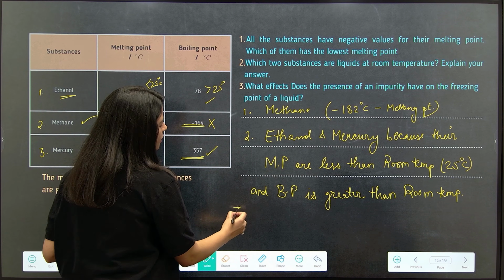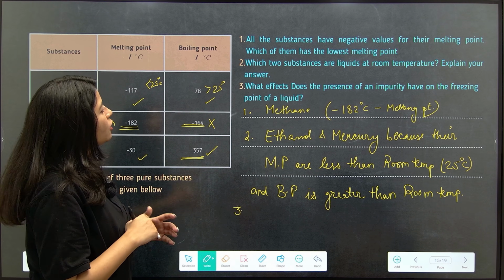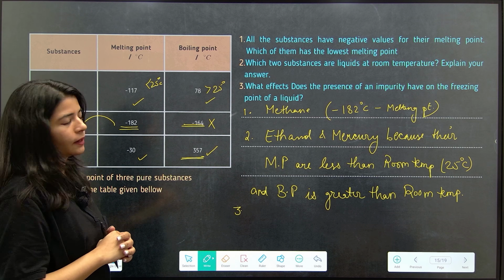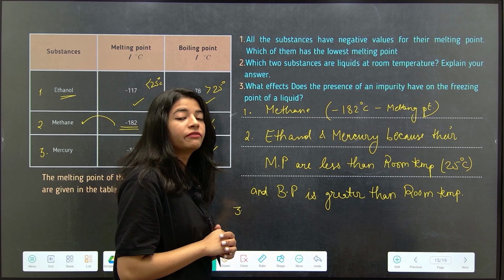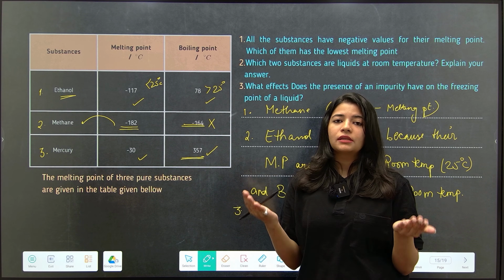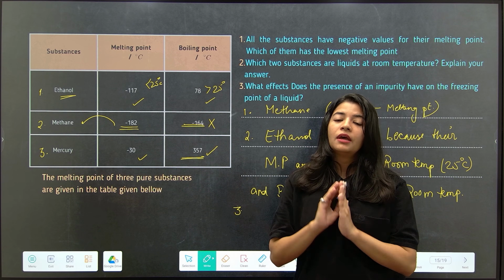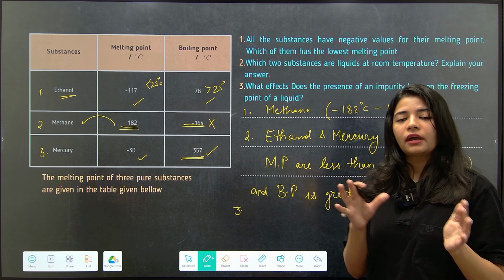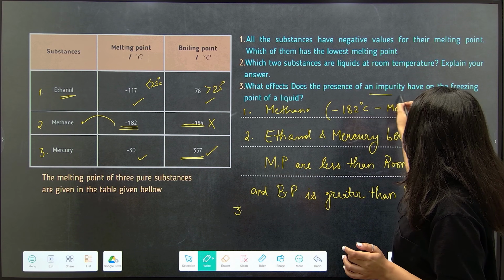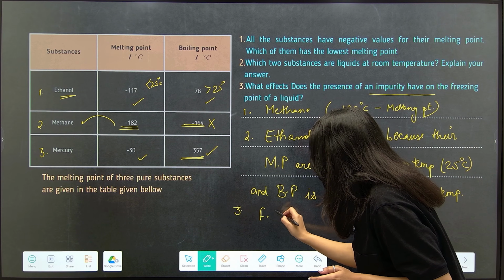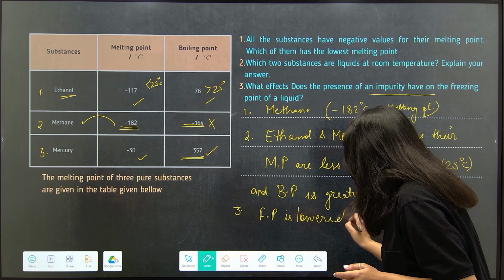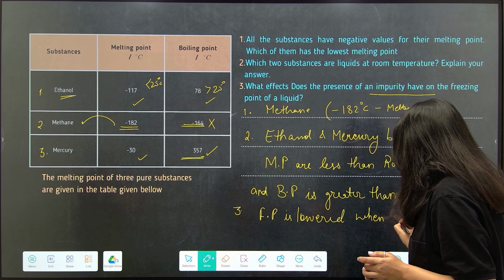Now the last part of this question, the third part: what effect does the presence of an impurity have on the freezing point of a liquid? We have already discussed the effect of impurities on substances. What happens when any impurity is added? The mass is greater and the volume remains the same, therefore more energy is required and the data is changed or altered. Therefore, what happens when impurity is added? The freezing point is lowered. The freezing point is lowered when impurity is added.